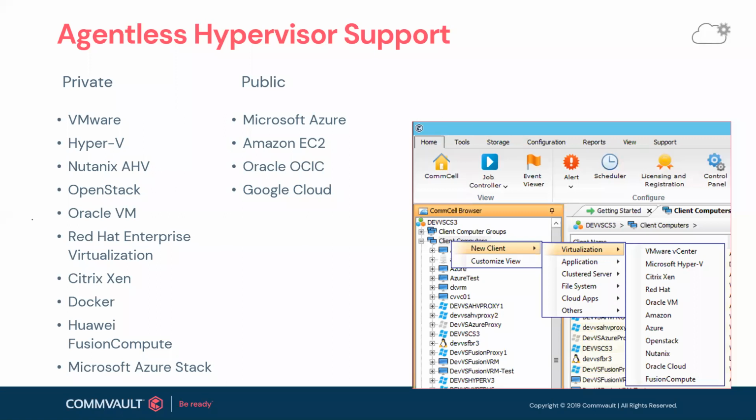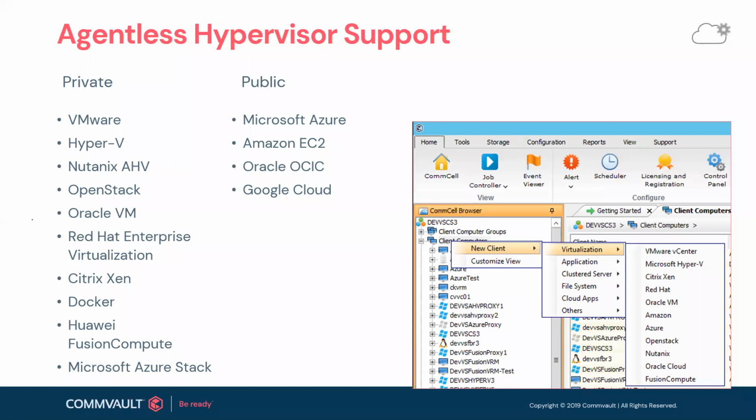On the left, you see all our private hypervisors. VMware, Hyper-V, that's everyone can do. In the market, if you want to do backup, you've got to do VMware and Hyper-V. But what we also support is everything else: Nutanix AHV, Acropolis, OpenStack, Oracle VM, RHEV, Xen, Docker, that's containers, even Huawei FusionCompute and Azure Stack. Azure Stack is basically taking Azure into your data center.